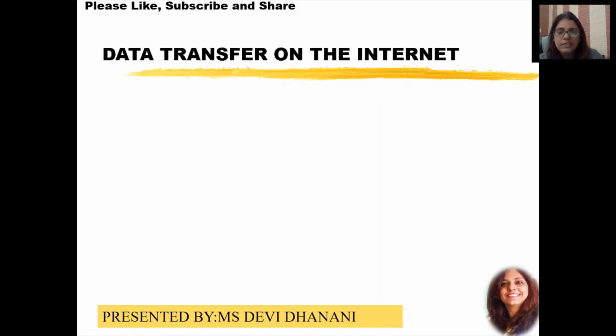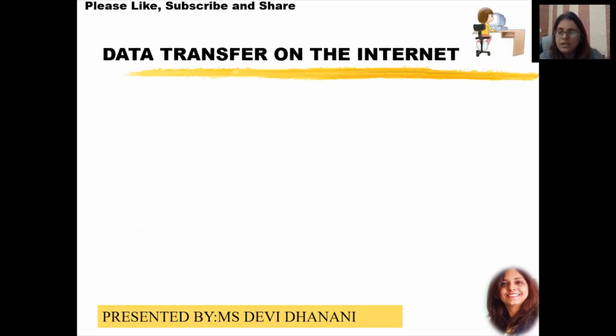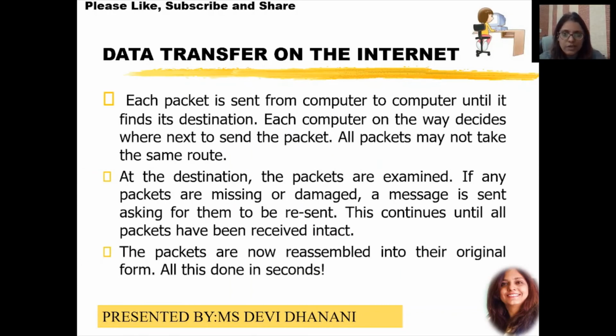So, data transfer on the internet, how does that take place? When we send emails or when we are sending a video, how is the data being transferred over the internet so that it reaches each and every corner of the world? First, the data is broken down into packets. Each and every piece of information on the internet is broken down into packets. It is sent from the sender computer to the receiver.